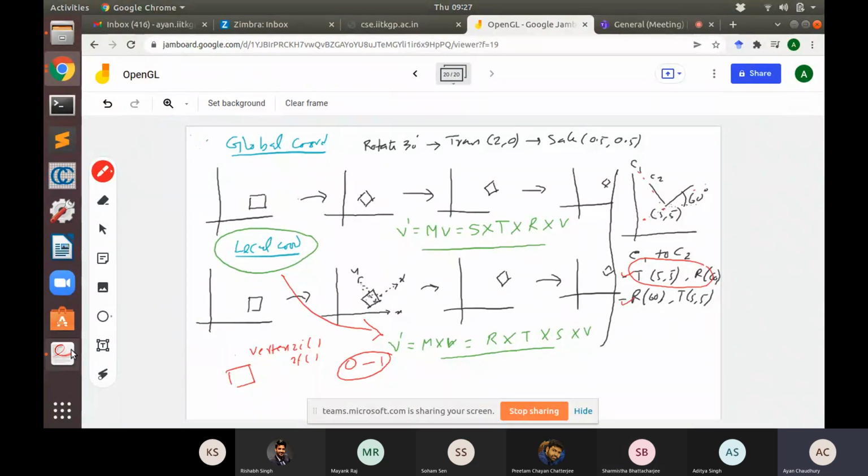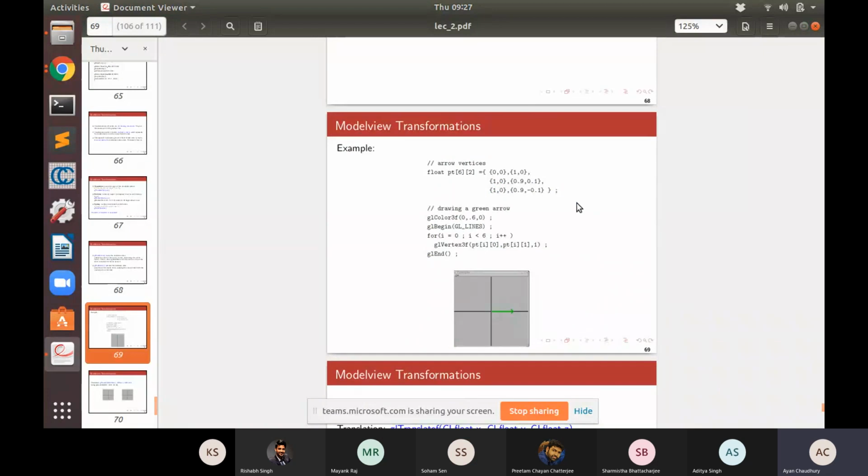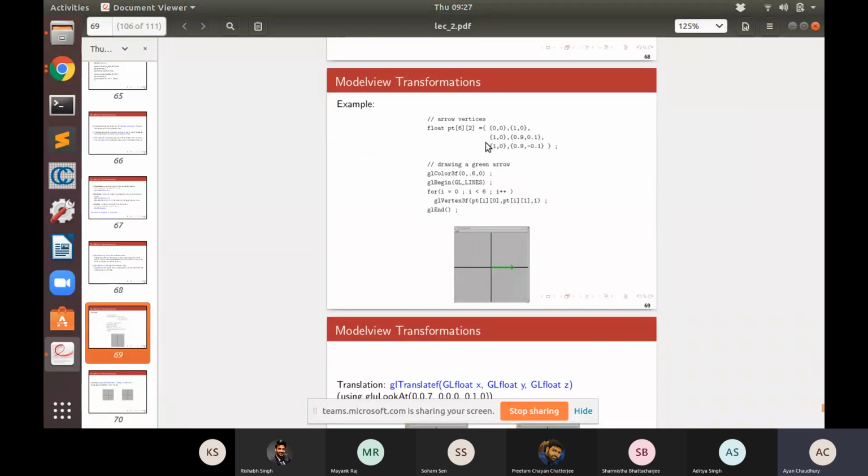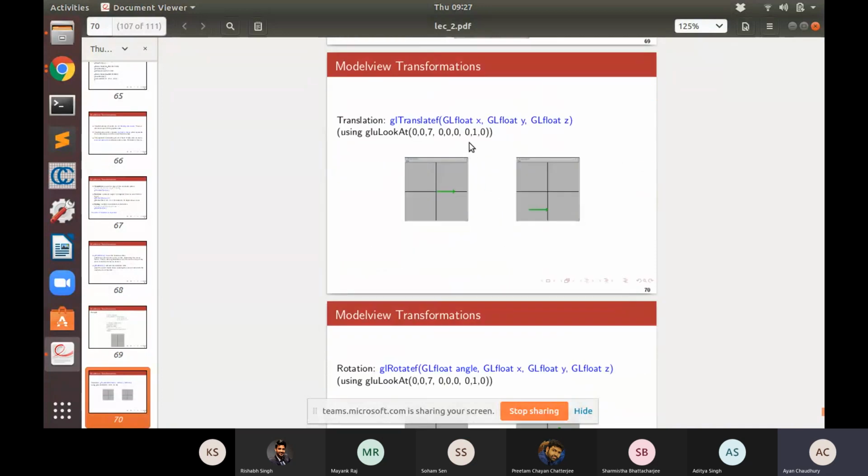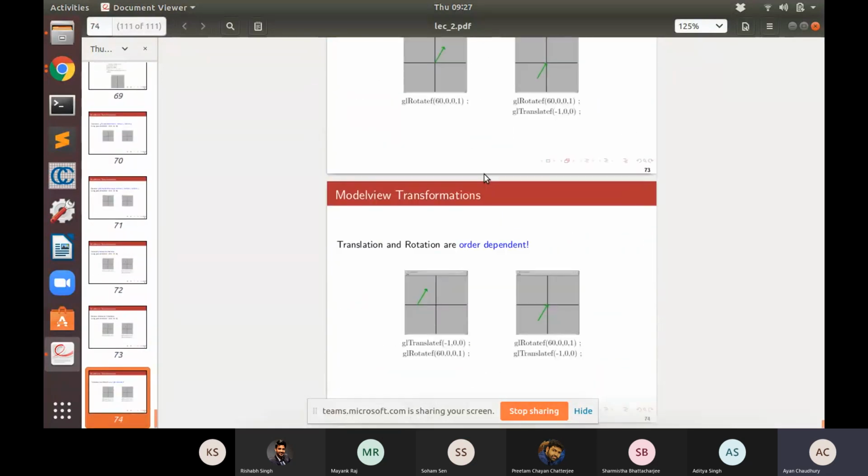Okay, so this one was okay. In this example, actually, I was showing the same thing. So this code basically draws the green arrow, and I was trying to show that rotation and translation are order dependent. So that's what I was explaining on the board. Okay, no worries.